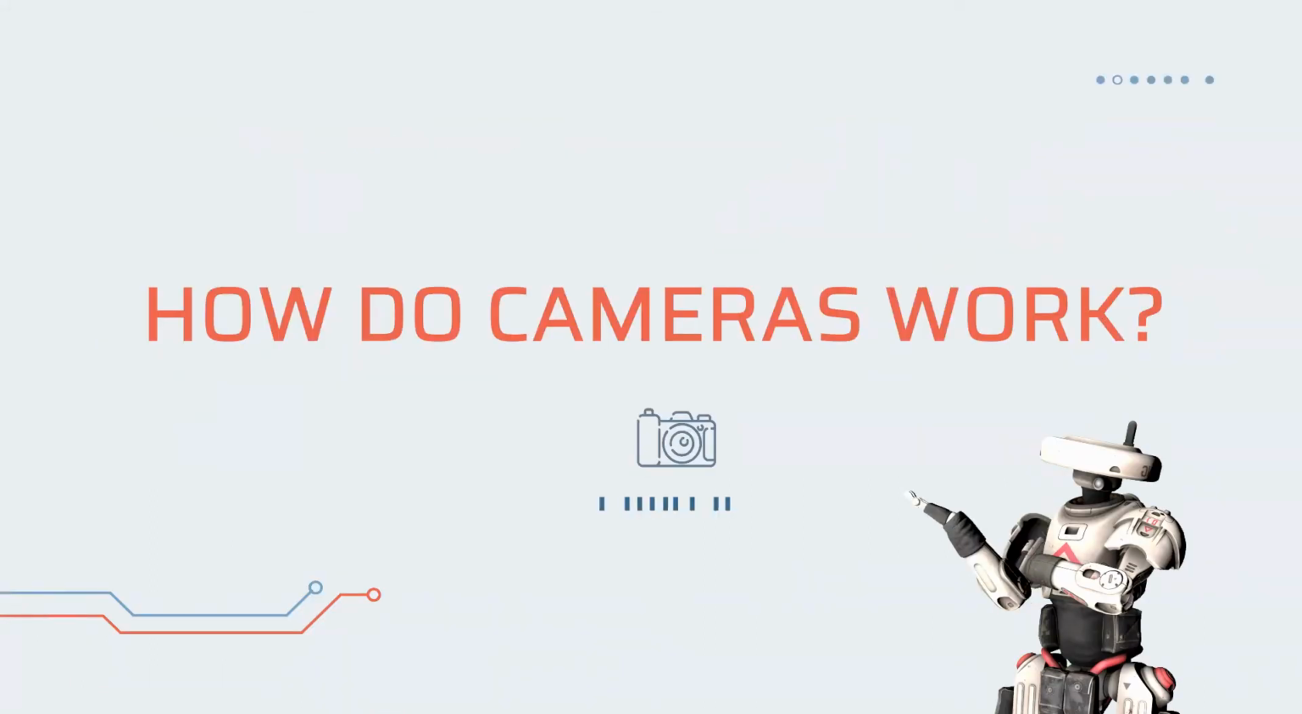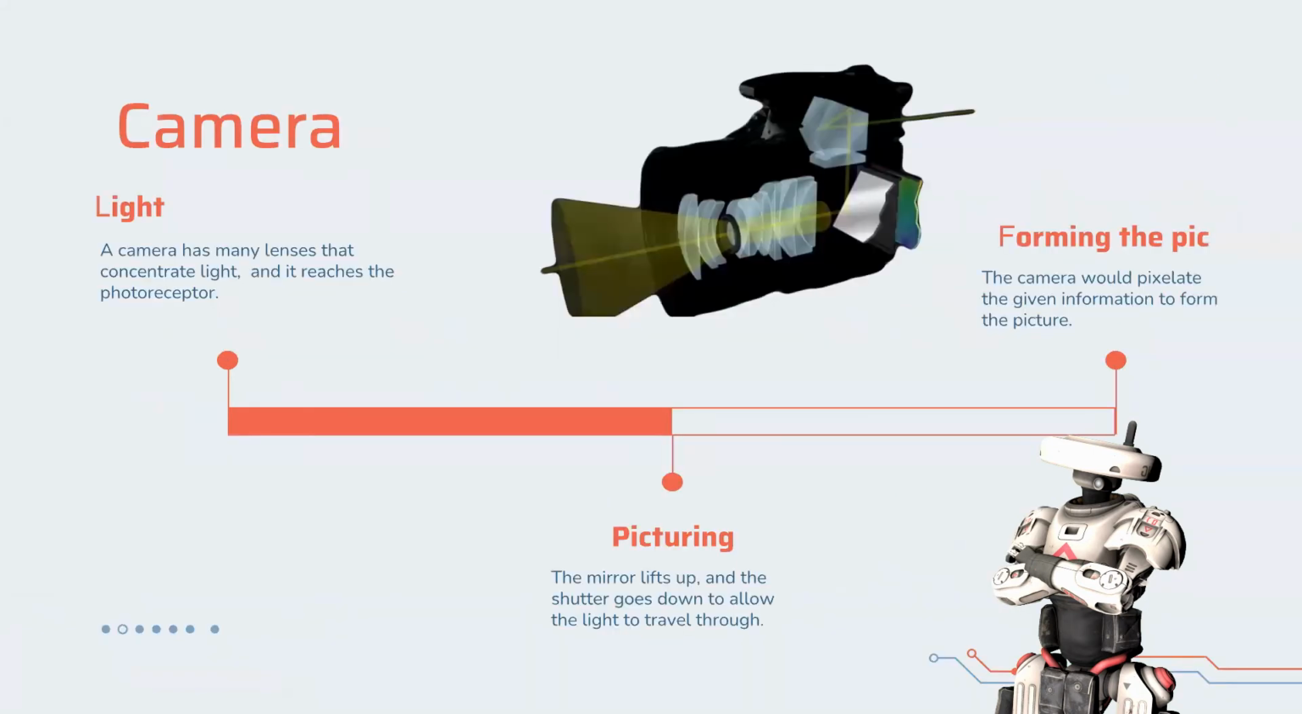And here we'll start explaining how cameras actually work. As you can see here, this is basically how a camera works. It starts with the light. First of all, it has many lenses inside that slowly concentrate the light until it can reach the shutter and photoreceptor. The shutter also helps in this process.